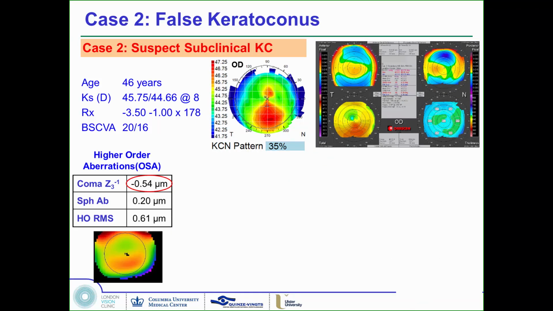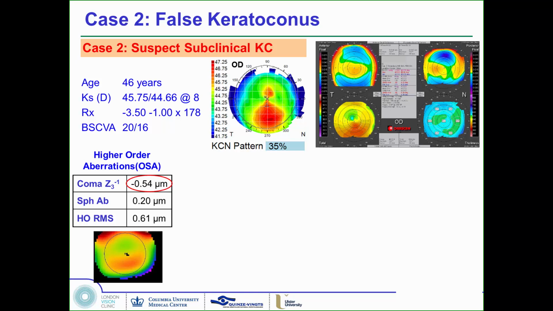Case 2, the machine diagnosis would prevent anyone from doing corneal refractive surgery on this cornea in those days. And the wavefront, of course, showed high coma, again supportive of keratoconus. The keratometry was a little bit steeper than average, but not steep. The best corrected visual acuity was 20/16, and it was a 46-year-old patient.